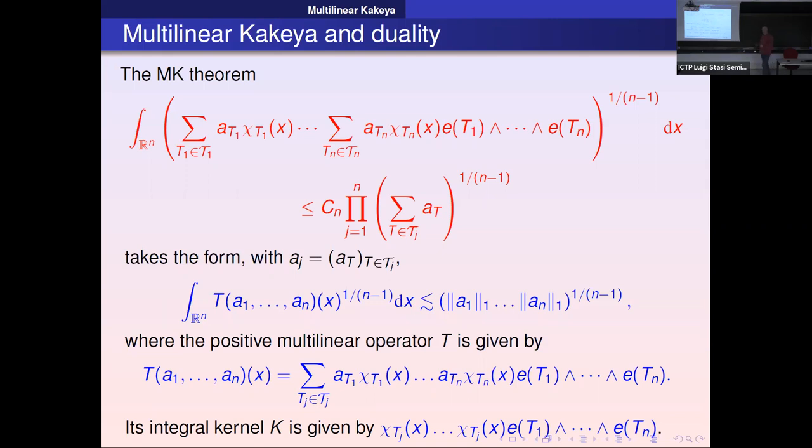And here we take one step up into abstraction just because it's going to be helpful to us. So we observe that this inequality we're trying to prove, which looks quite complicated, is really a special case of a more general setting where we have a positive multilinear operator. So in this case, I've got a positive multilinear operator acting on some coefficients, a1 up to an, and it's giving me a function on Rn. And the integral kernel of this multilinear operator is precisely chi t1 of x up to chi tn of x.